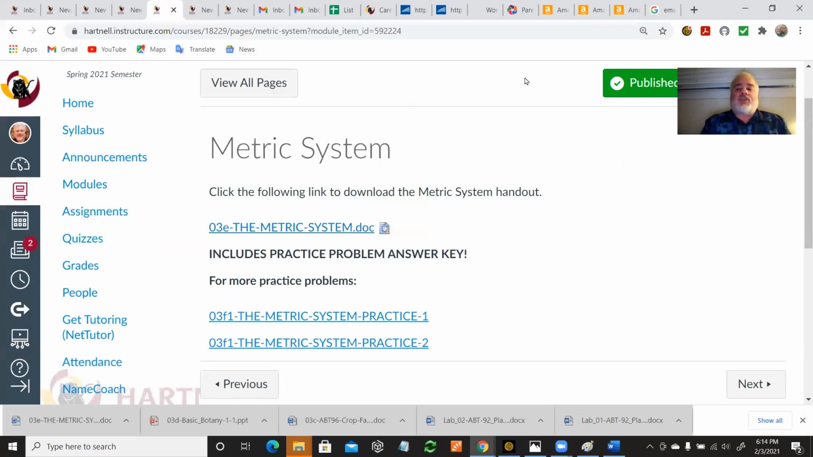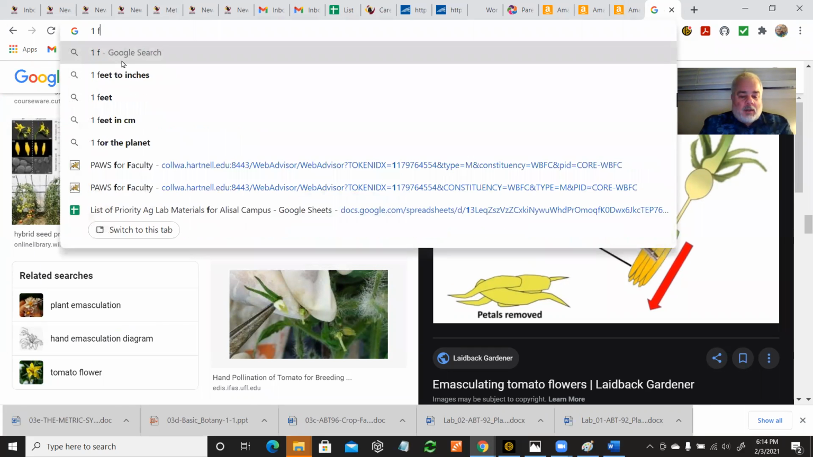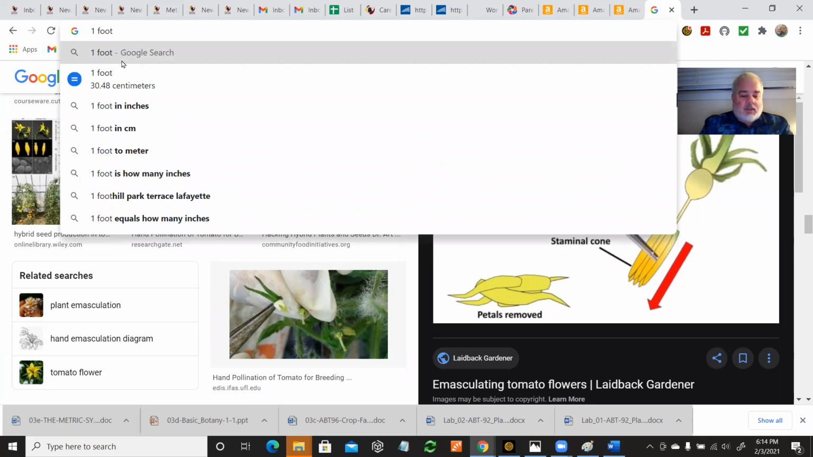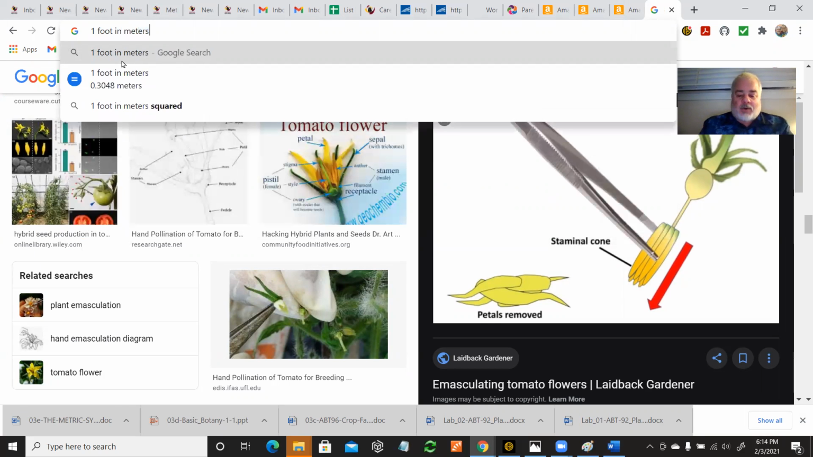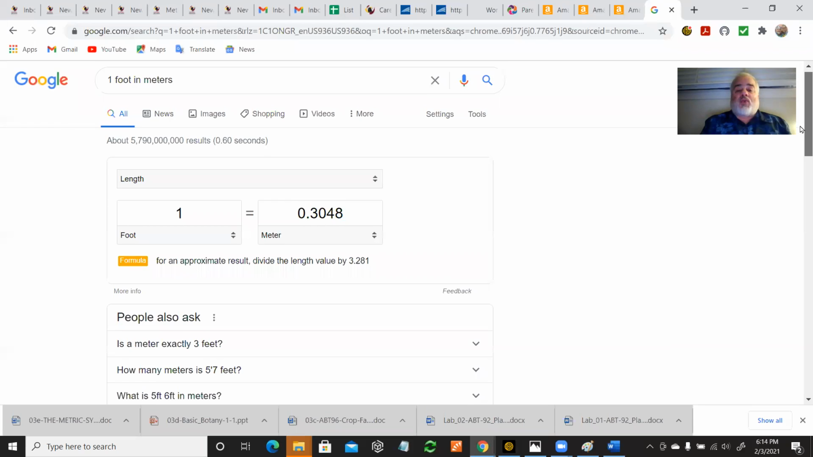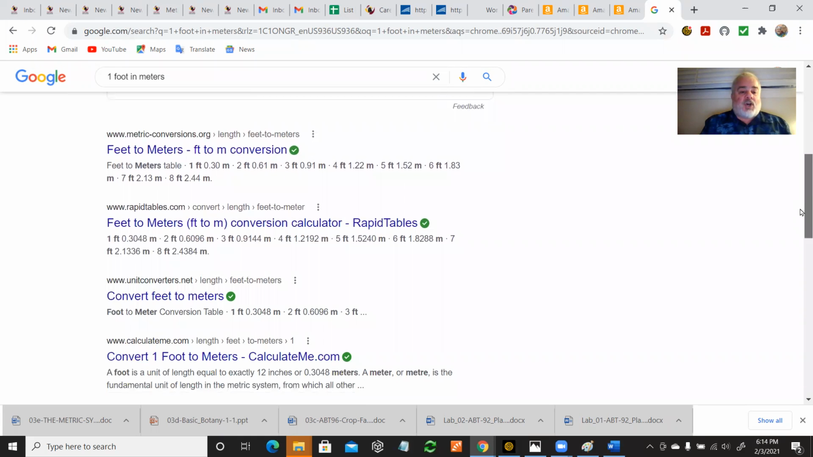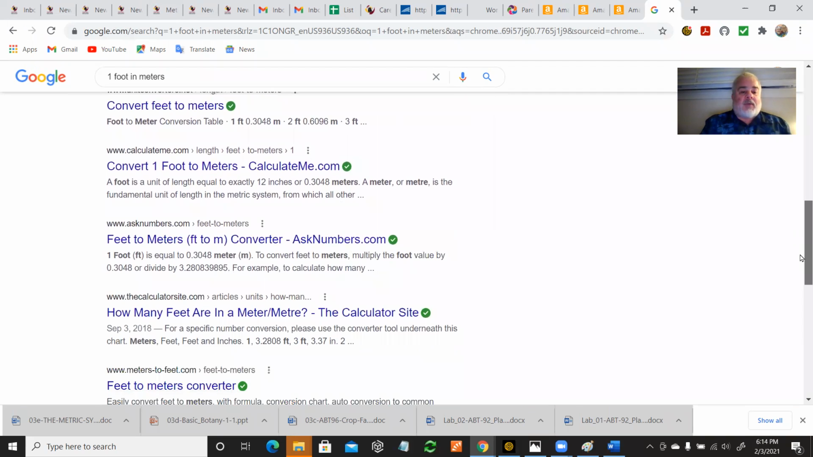So for example, if I were to say 1 foot in meters. Now that's giving me 4 decimal places. And actually it's even more than that. Google also rounds off quite a bit. So 1 foot, 3, that's also 4 places. Anyway.